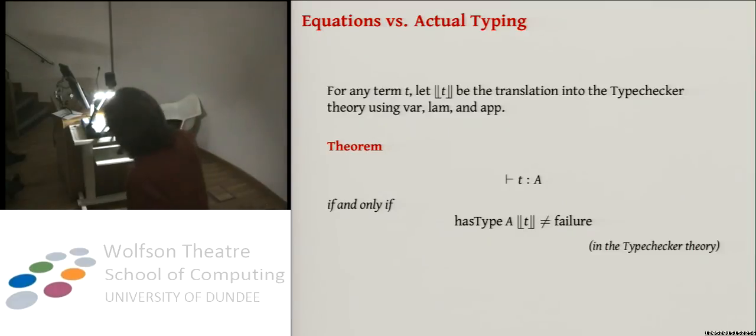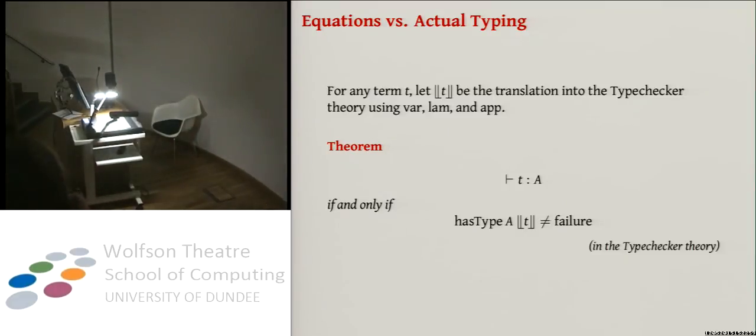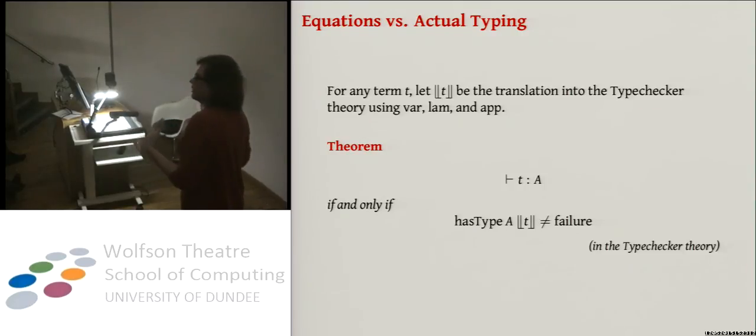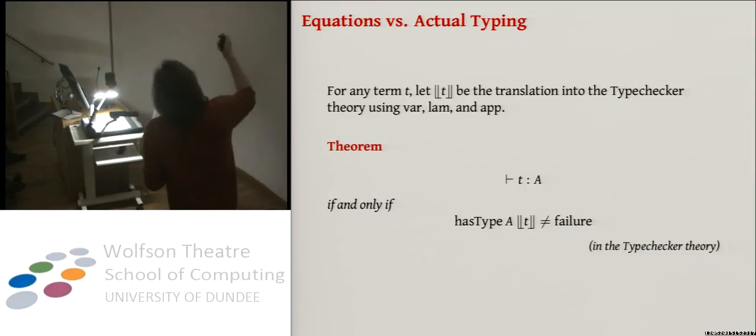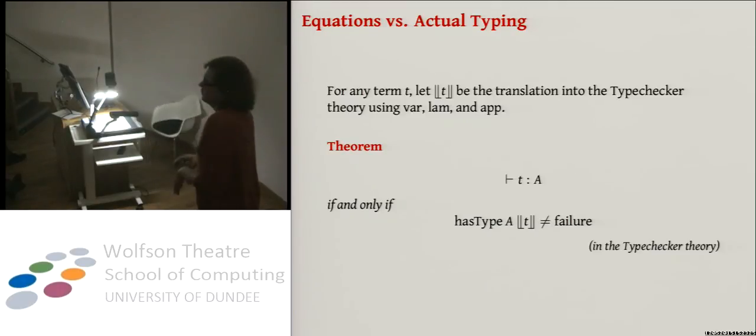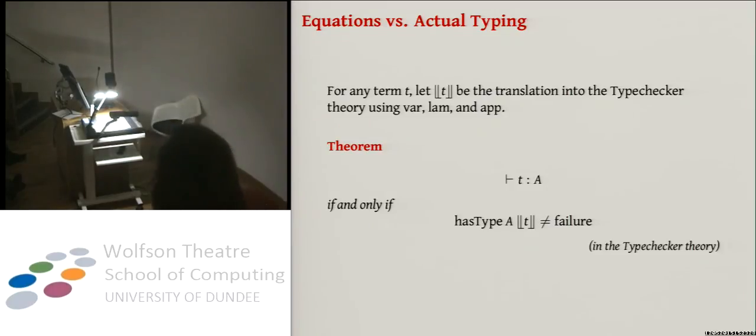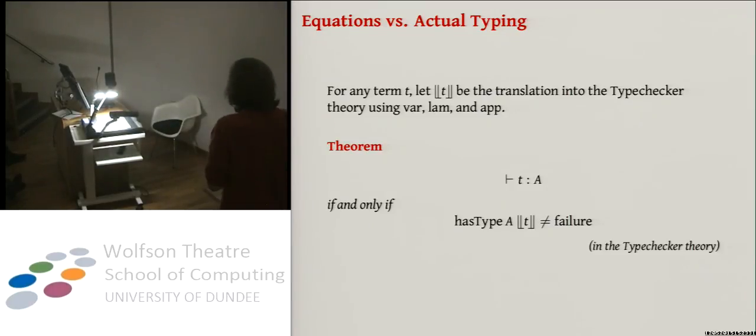So now, it's possible to prove a theorem that says that these equations actually capture the type checking rules. For any closed term t, let t be the translation into the type checking theory, so we translate all the variables using var, all the lambdas using lam, and all the applications using app. Then that term is well typed if and only if asserting that the whole thing has type A, in the translated version, is not equal to failure in the type checking theory.